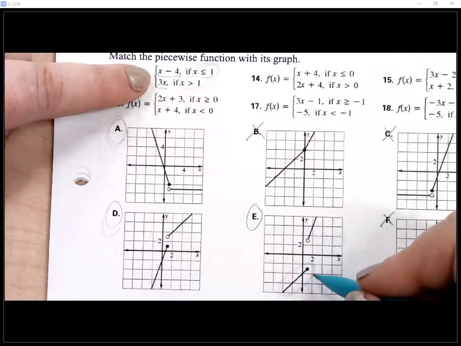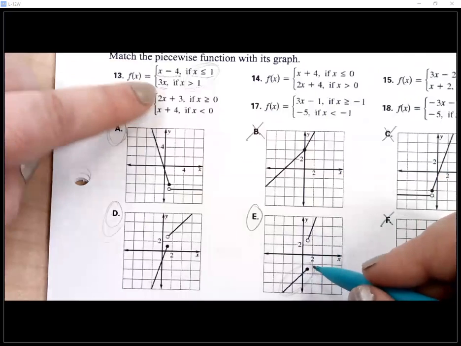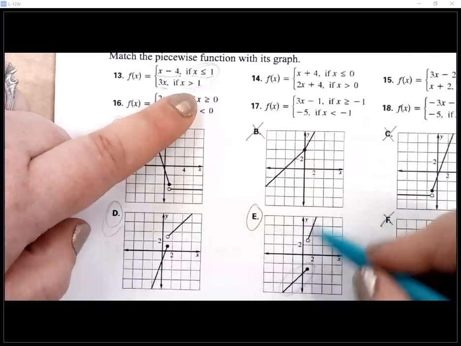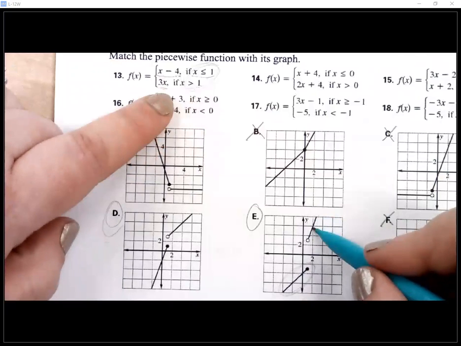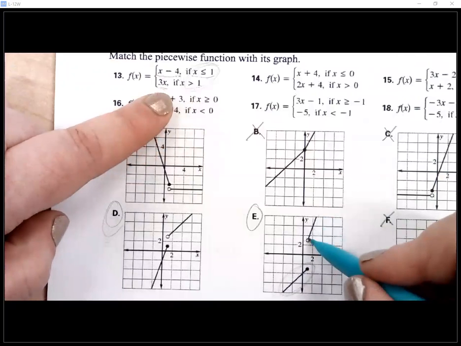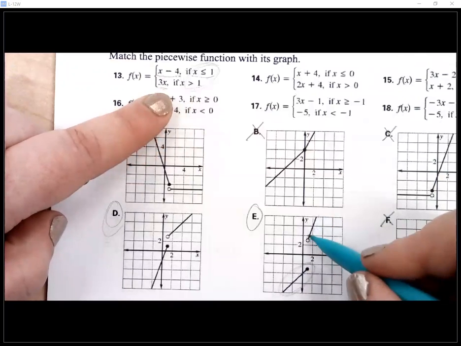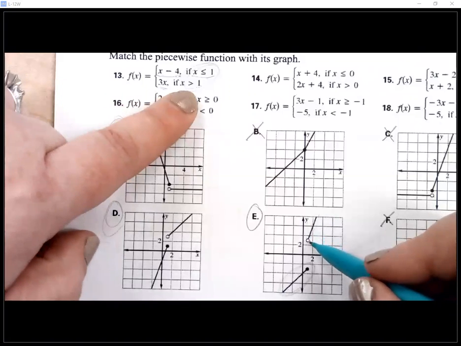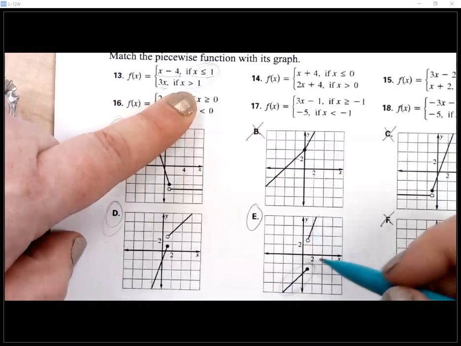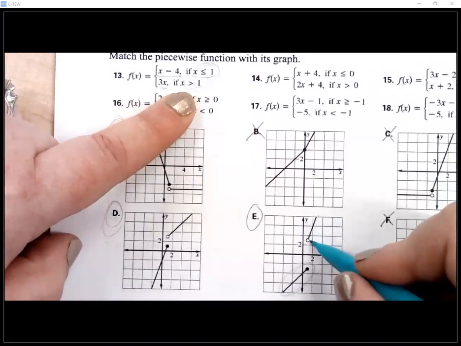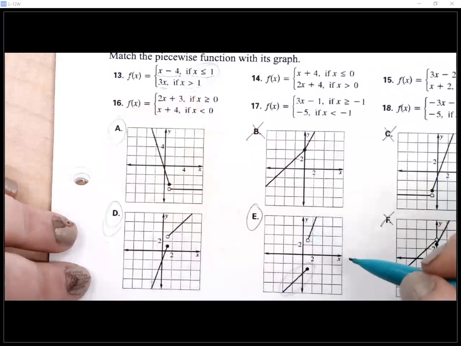Now let's just check if the other branch really matches. When x is greater than 1, supposedly this line is supposed to be 3x. Does that appear to be 3x? I know it's hard with the scale, but yes, this is going up 3/1. Notice it says when x is greater than 1, not or equal to. So I should have an open dot there, and I do. So I'm fairly confident that 13 is going to be E.